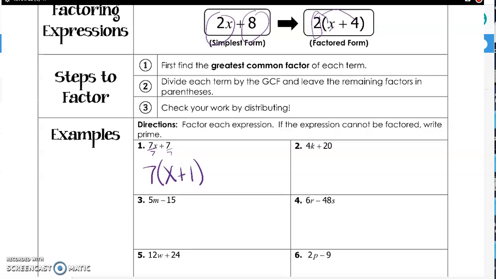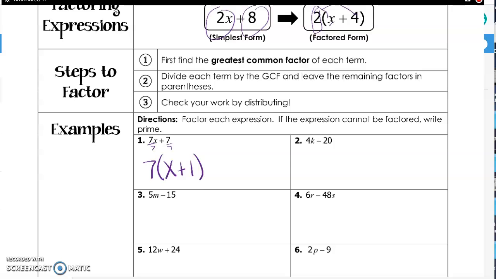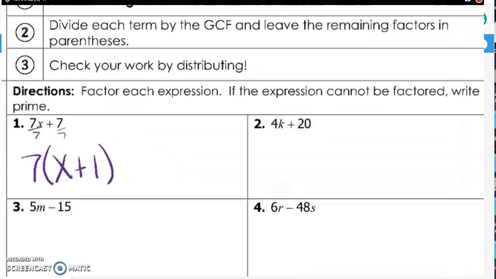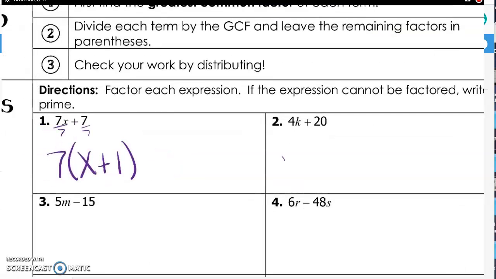Number 2, the first thing you always want to check is, does the smaller number go into the bigger number? Does 4 go into 20? Yes, it does. So 4 is what we write down. Then our parentheses, then we divide both things by 4. So the 4's cancel and we're left with k. 20 divided by 4 is 5.